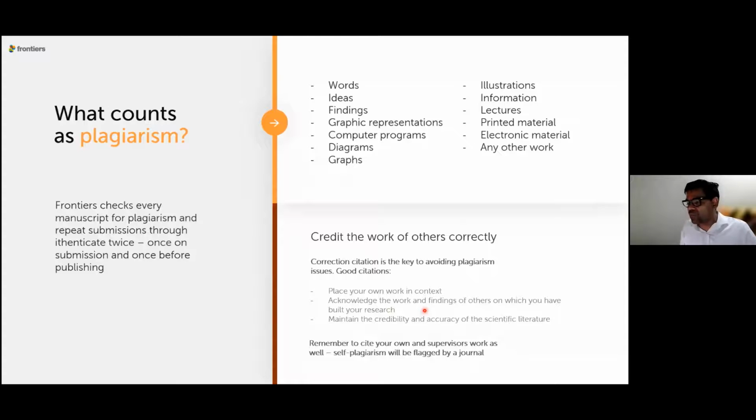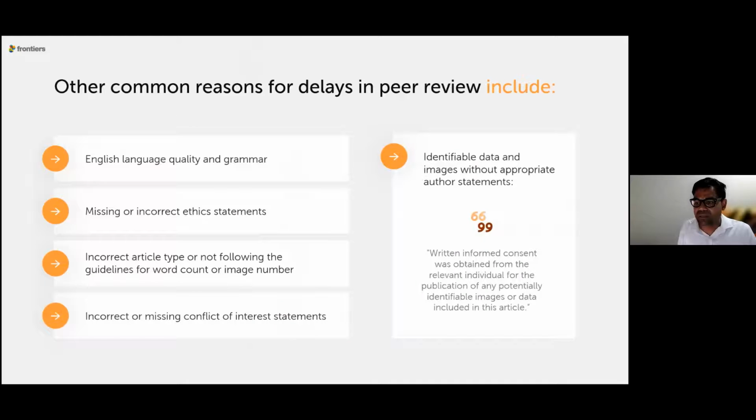That's why correct citation is very important. So crediting the work of others by citation is important. One is to place your own work in context, also to acknowledge the finding of others on which you have built your research, and to maintain the credibility and accuracy of scientific literature. Okay. I think we are going over time. I will just try to finish these few slides.